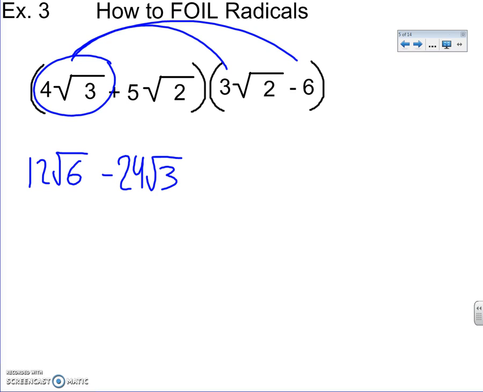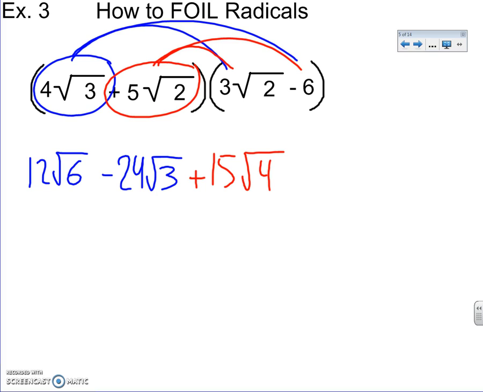Then the other one, positive 5 root 2 times both of these. 5 times 3 is 15. Square root 2 times square root 2 is square root 4. 5 root 2 times negative 6 is negative 30 square root 2.